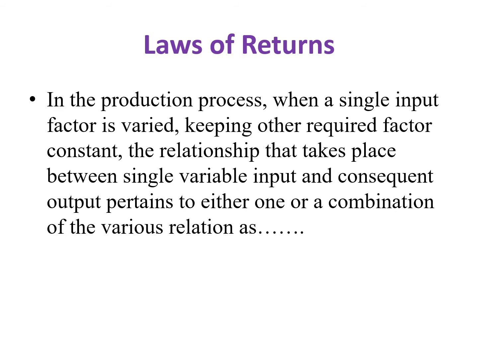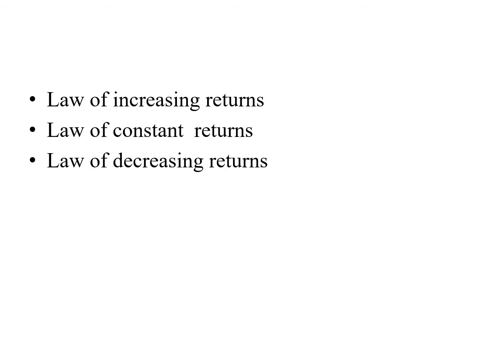In the production process, when a single unit factor is varied, keeping other required factors constant, the relationship takes place between the single variable input and consequent output pertains to either one or a combination of various relations as law of increasing returns, law of constant returns, and law of decreasing returns.